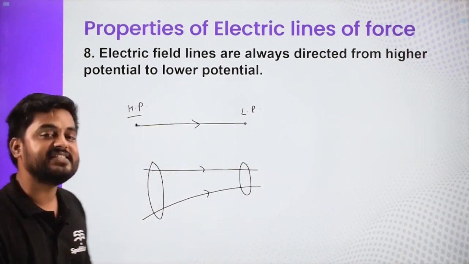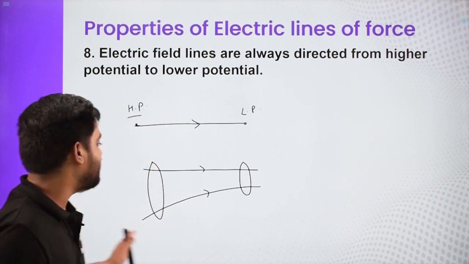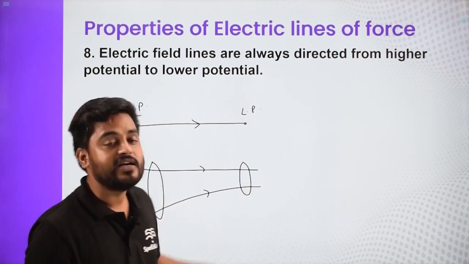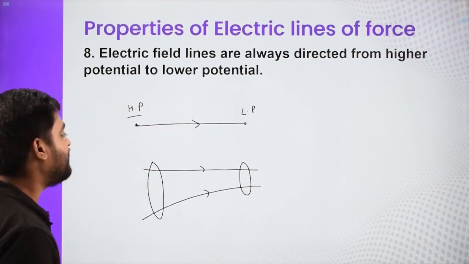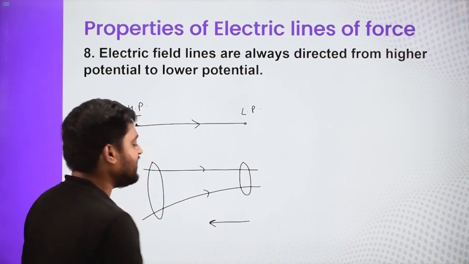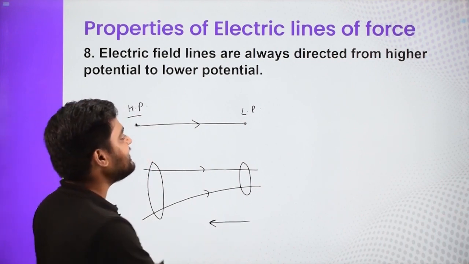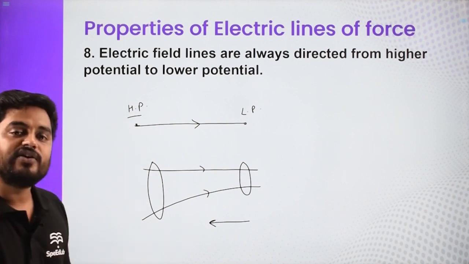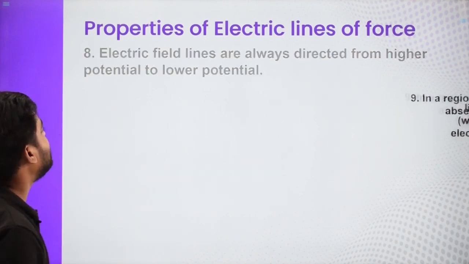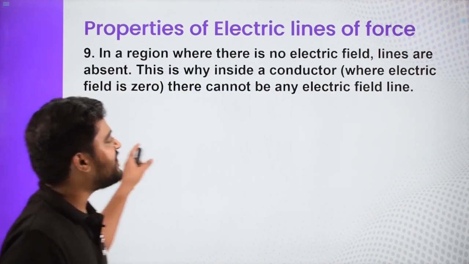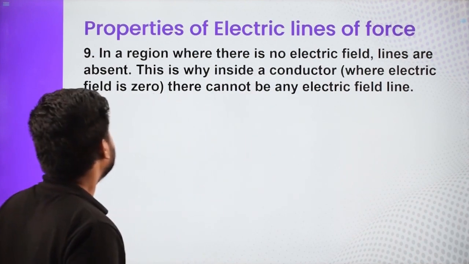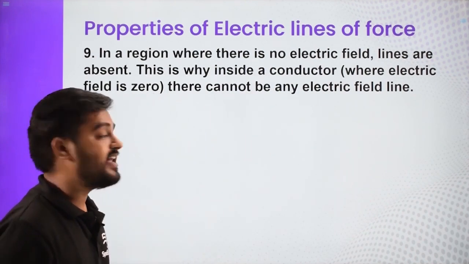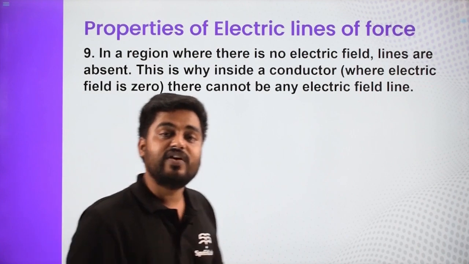So this indication is given by electric field lines: when we move in the direction of the electric field, the potential decreases. If we go in the opposite direction of the electric field lines, then the potential increases, as we are moving from a point of lower potential to higher potential. Next, in a region where there are no electric field lines, or field lines are absent, the field will be 0.